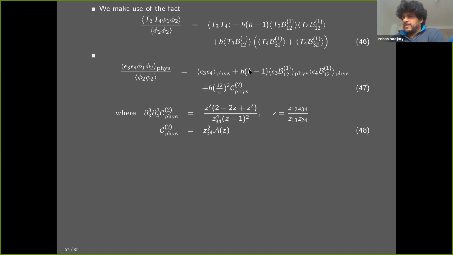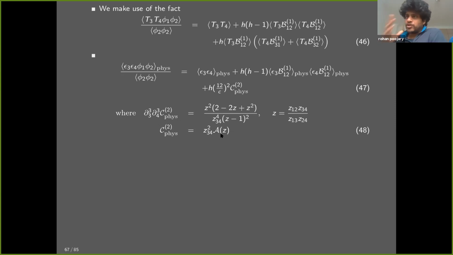The only thing which is undetermined over here is this last quantity C2, which can be shown to be restricted by that last differential equation in the previous slide. That restriction is basically this differential equation on C2, and it takes this form, where Z is the conformal cross ratio. C2 itself can be written in terms of the cross ratio. It is Z34 squared multiplied by A of Z.